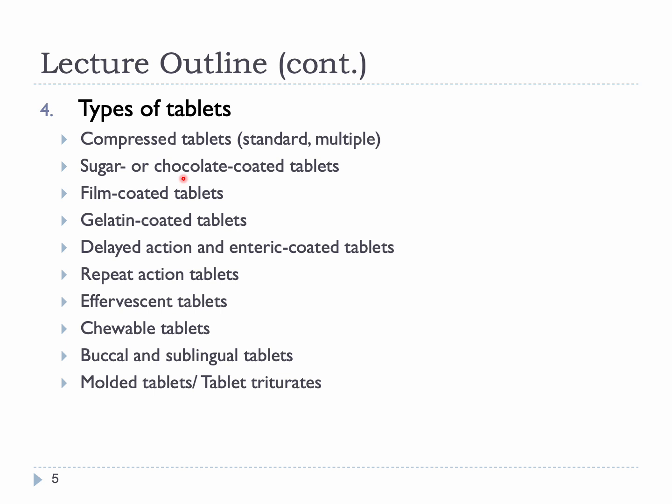About types of tablets, based on the drug dosage forms, you will have sugar or chocolate-coated tablets, film-coated tablets, gelatin-coated tablets, delayed action and enteric-coated tablets, repeat action tablets, effervescent tablets, chewable tablets, buccal and sublingual tablets, and molded tablets or tablet triturates.